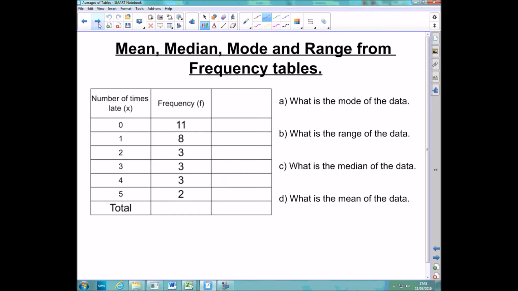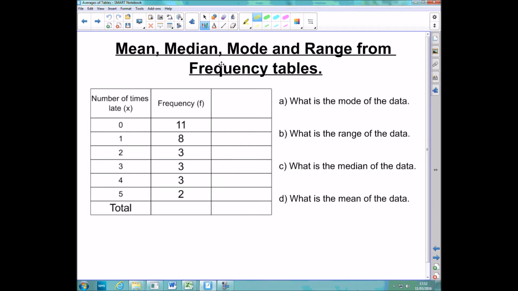So you can see we have 11 students that are never late, 8 students who are late once, 3 students who are late twice, 3 students who are late 3 times, 3 students who are late 4 times, and 2 students who are late 5 times. So the questions that could come up in the GCSE are basically asking for the different averages from this table and the range. Okay, so we're going to start off with finding the mode of the data.